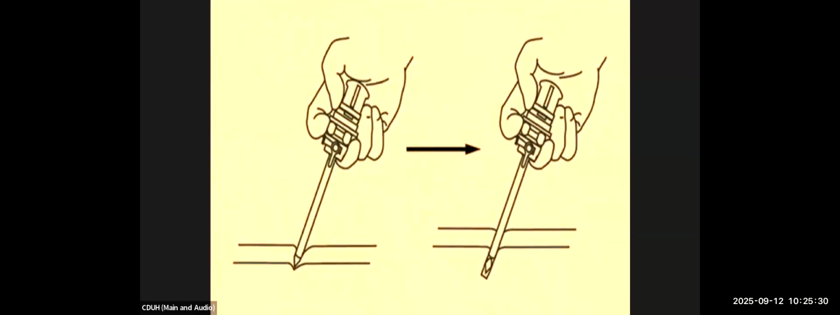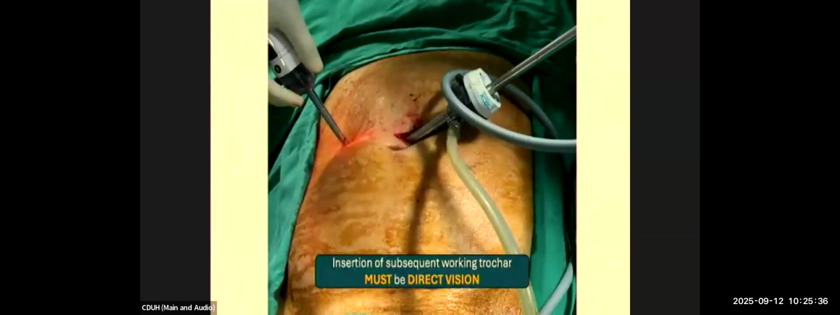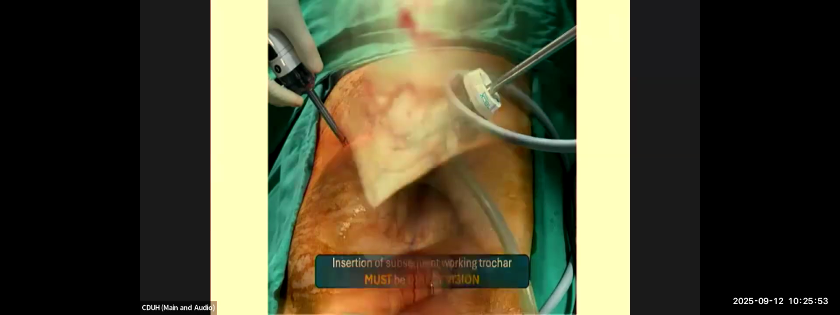This is how you're going to hold the working ports, and when you push in, it should go beneath that. So how is it going to be? You always have to remember, when you insert the subsequent working port, the trocar and everything must be inserted under direct vision. So let's say you have put in the camera, and then you have made a skin incision and put in the first working port.